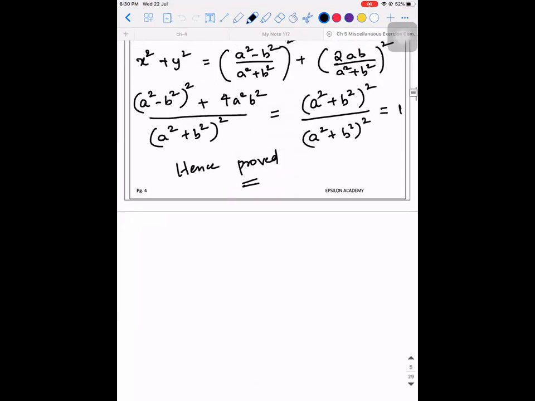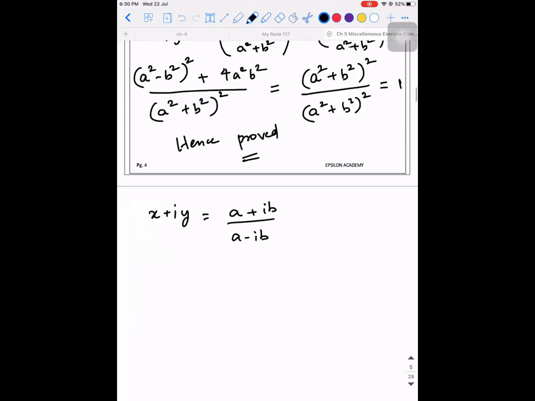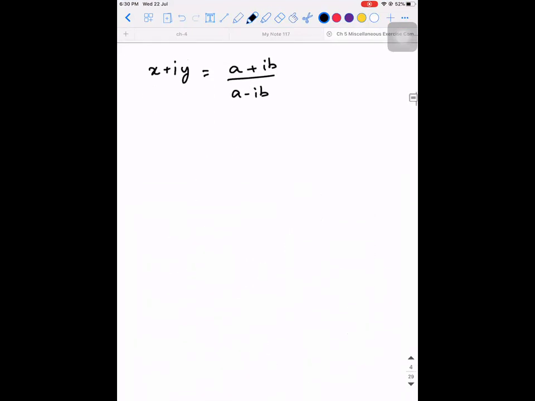So listen. See, what I'm going to do is, can someone tell me the question? x plus iy is equal to a plus ib by a minus ib. Am I right? See, replace i with minus i. Then what will happen? x minus iy will be equal to, tell me, a minus ib the whole divided by a plus ib.